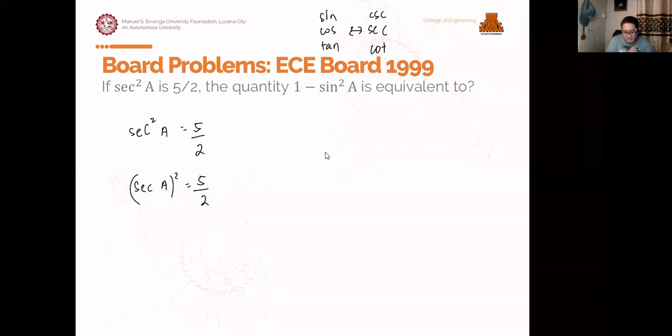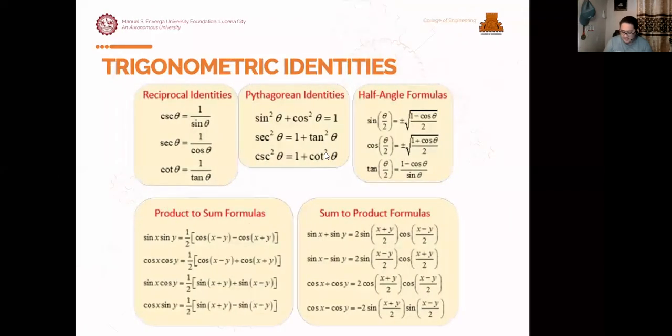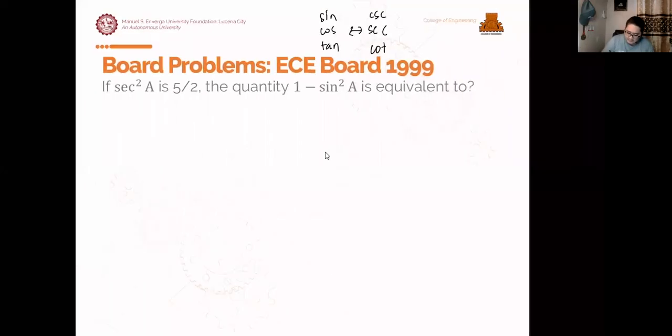Mas maliwanag kayo pag ganito yung solution. Okay. I-reason natin to bago natin yung solution natin. So, tingnan natin isa sa trigonometric identity natin. Ito. Yung sine squared theta plus cosine squared theta is equals to 1. Okay? So, sine squared A plus cosine squared A is equals to 1.